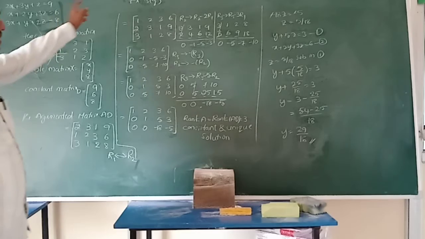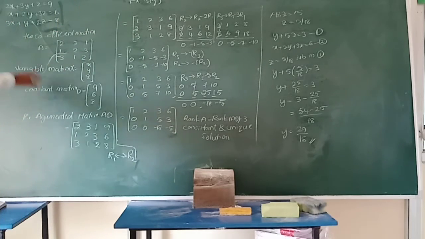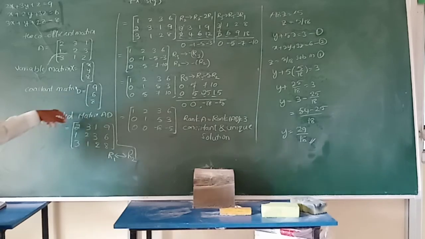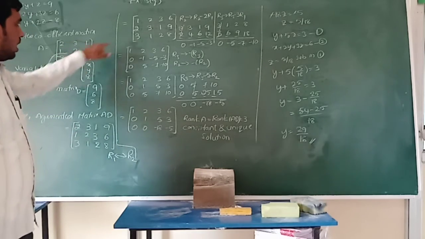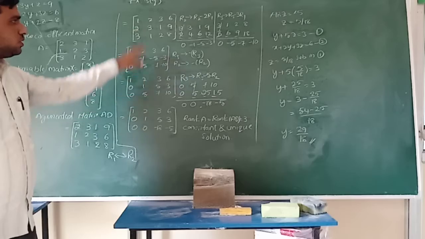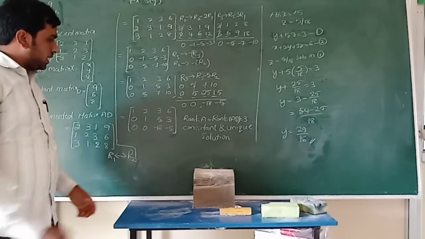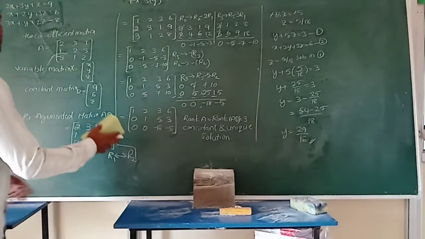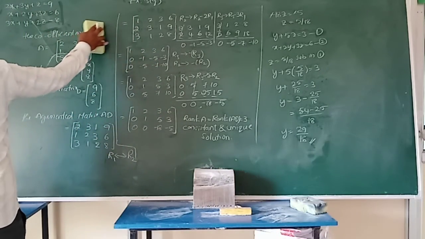Okay student, I am erasing this one. This is the cofactor matrix and variable matrix, constant matrix and augmented matrix. Okay student, this is the R1 changes, interchanges of R2. This is the solution student. Only these three elements count 0, the solution will be constant. Okay student, I am erasing.